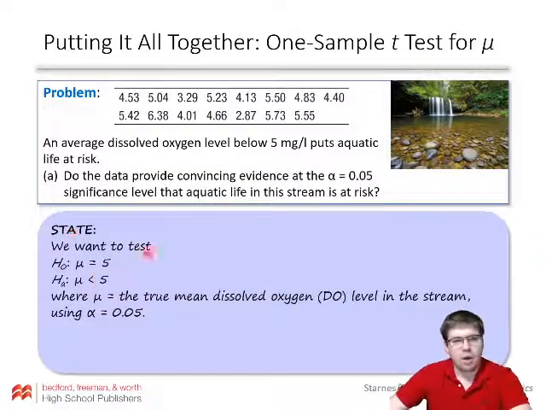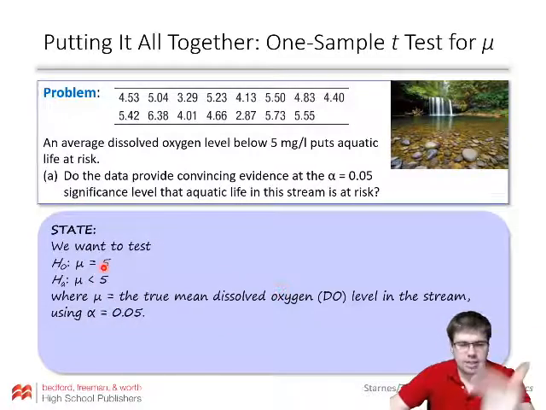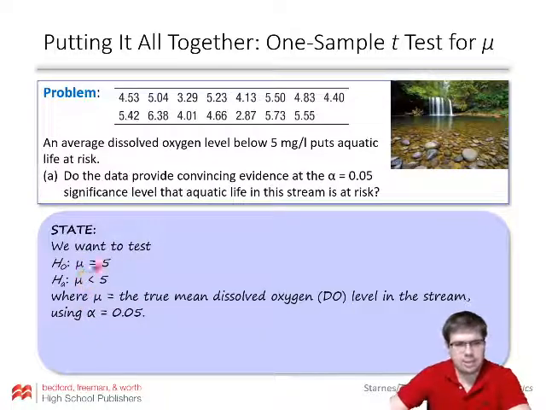So we want to test mu equals 5 versus mu less than 5. So our null hypothesis is that nothing special is going on, and then our alternative is less than 5. We're trying to find significant evidence that it is less than 5, where mu is the true mean dissolved oxygen level in the stream, using alpha level 0.05. So we've stated our significance level, we've defined our parameter, and our hypotheses are set up here, our null hypothesis and our alternative hypothesis.